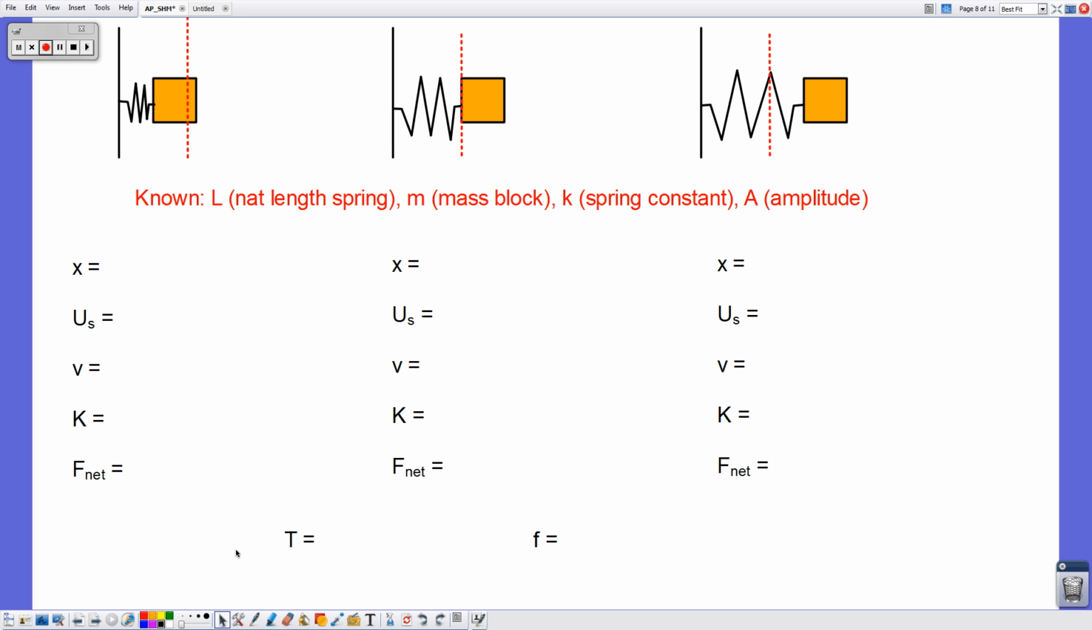So, let's look at what we know here. Let us say that we know what the natural length of the spring is. It's given by L. We're going to call this distance here L. We also know the mass of the block. We know the spring constant of our spring. And we know the amplitude.